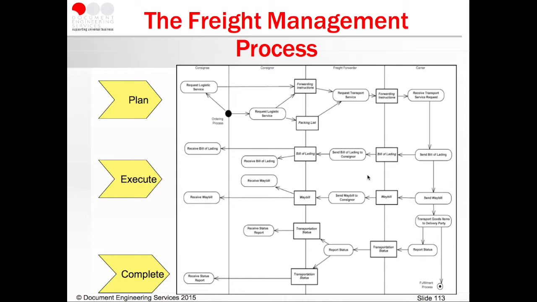I mentioned earlier that there are two different models inside UBL for describing the freight management process. One, which is, if you like, the traditional or the international freight management process, covers the plan, execute and complete phases using documents like forwarding instructions and packing lists and bills of lading and waybills and transportation status messages. And those pass between the consignee, the freight forwarder, and the freight forwarder and the carrier, and the freight forwarder and the consignor.